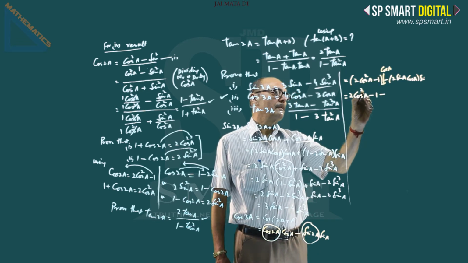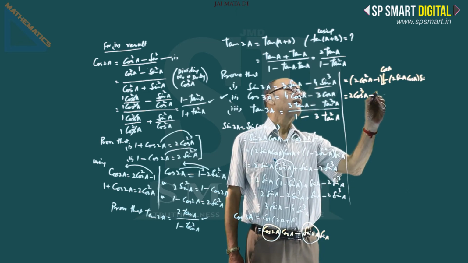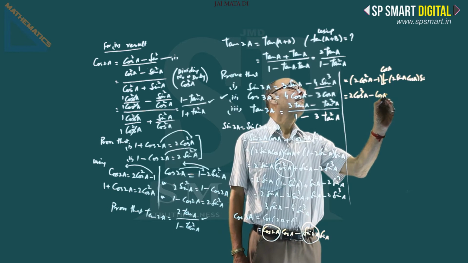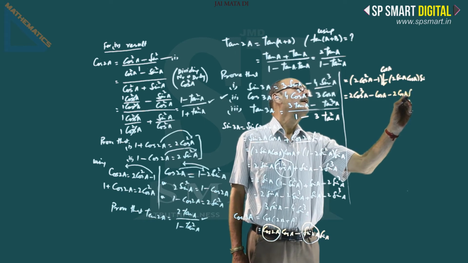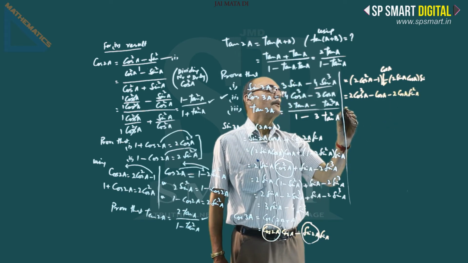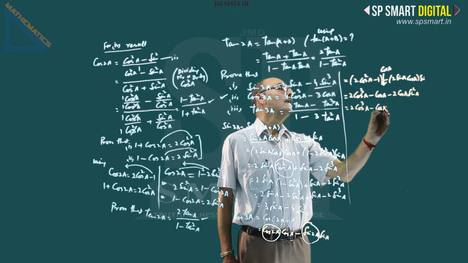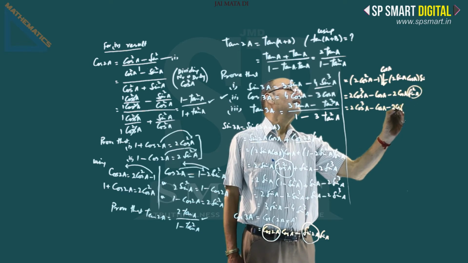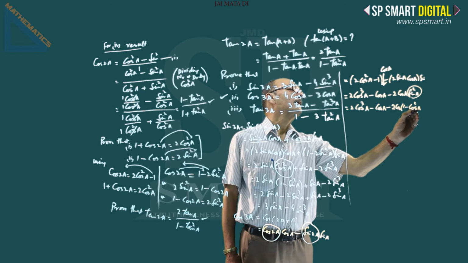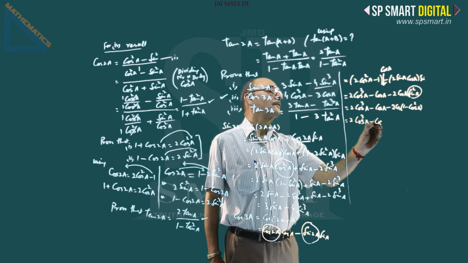So, cos A multiplied by this gives you 2 cos cube A, and here this will give you cos of A. Minus, this minus will come here, 2 cos of A sin square A. So, this is 2 cos cube A minus cos of A minus 2 cos of A, and instead of sin square A we shall have 1 minus cos squared A. So, this is equal to 2 cos cube A minus cos of A.